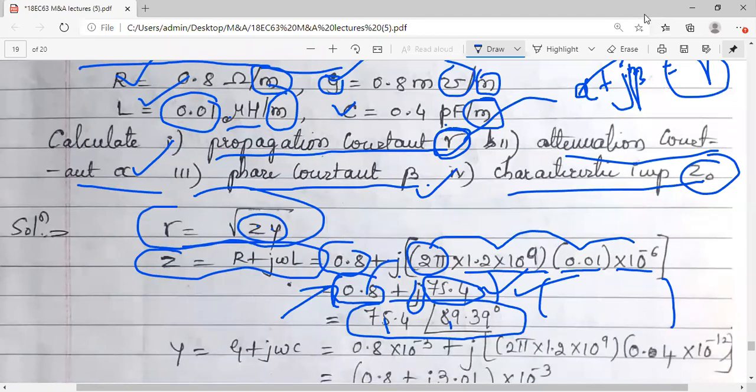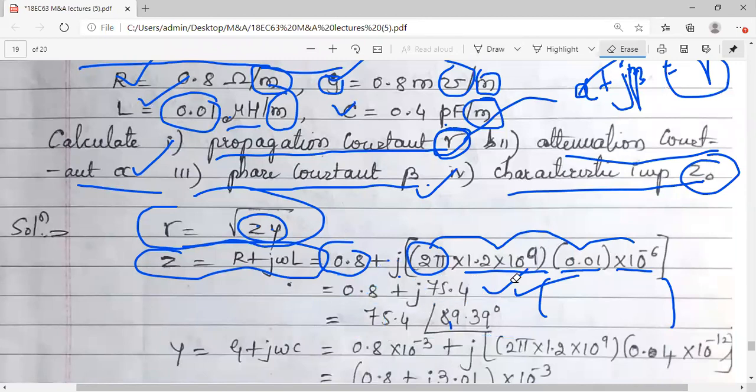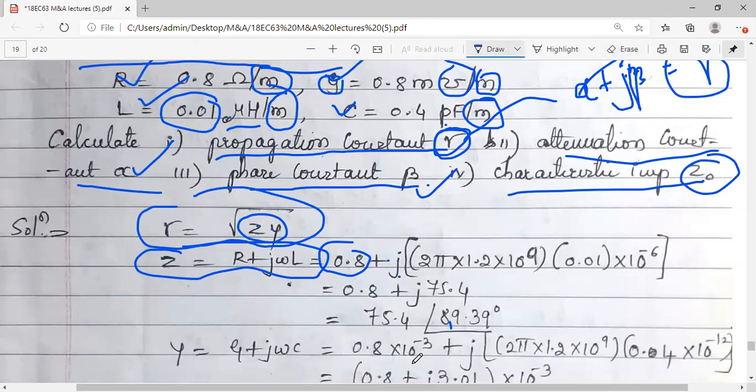Taking the rectangular form two times, multiplying, and taking the root is a very tedious thing. No doubt you can take the answer as it is, 0.8 plus j 75.4, and continue the calculations, but it will make your work difficult. Instead, you can convert this rectangular to polar form. This will make your work easy, as with multiplication the angles easily get added. So I have converted this.